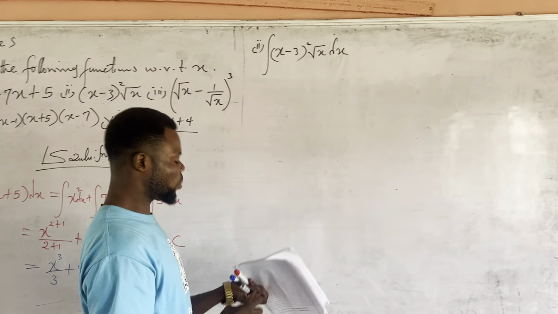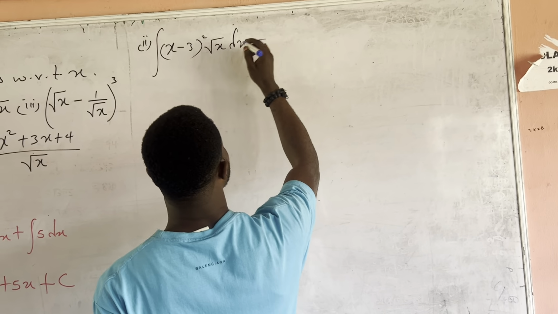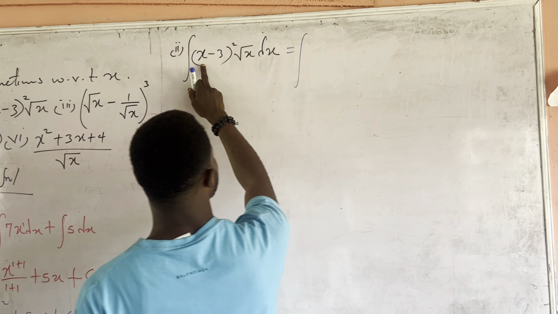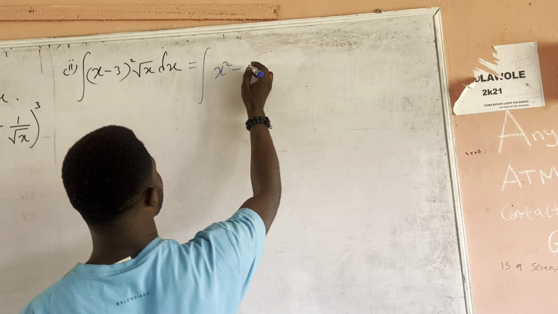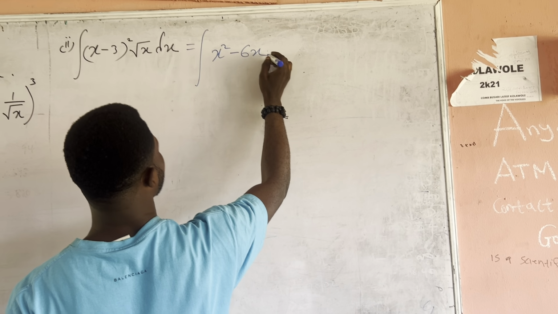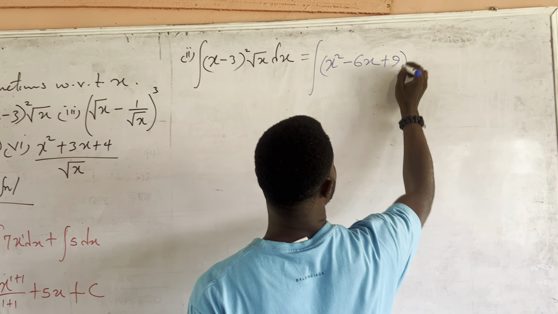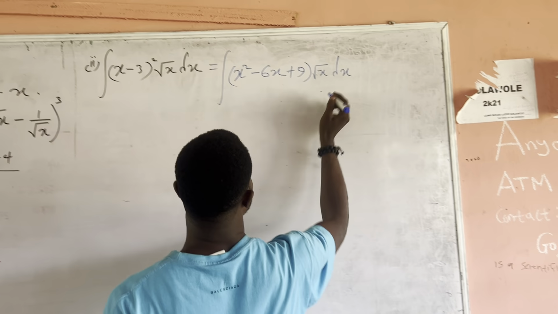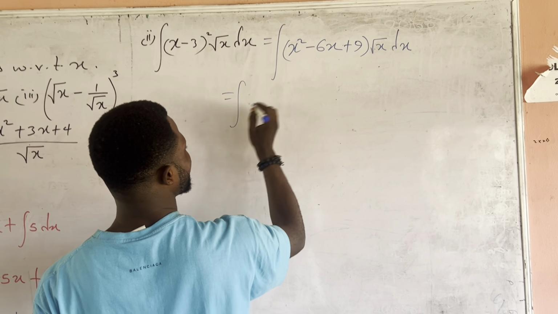So let me just solve this. To solve this, I will have an integral. By the time I expand this, I will have x squared minus 6x plus 9, times root x, with respect to x. So I want to use this to multiply this. I will have an integral.